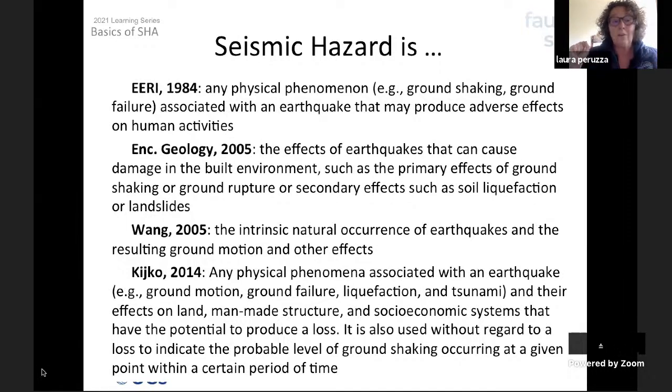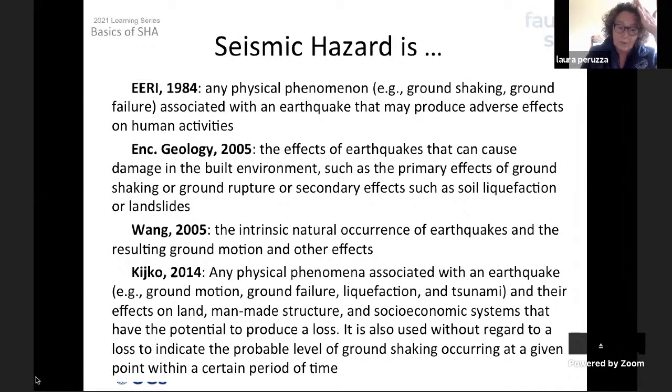The Encyclopedia of Geology in 2005 defined again the seismic hazard as the effect of earthquakes that can cause damage to the built environment. Again, the meaning is restricted to the concept of damage and to the existence of some built environment. But they enlarge the possible effects to ground shaking, ground rupture, secondary effects, liquefaction, landslide. It's the point of view of the geology, of course.